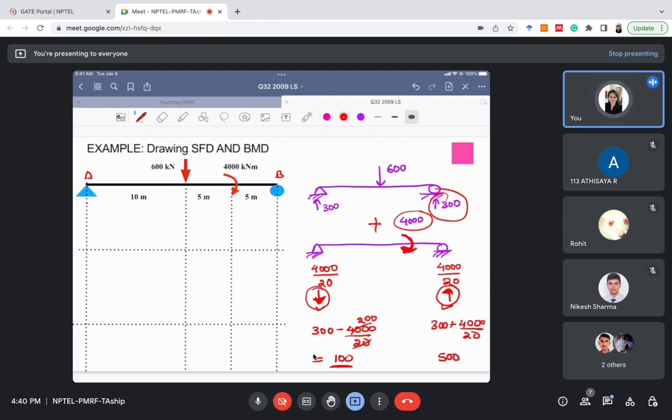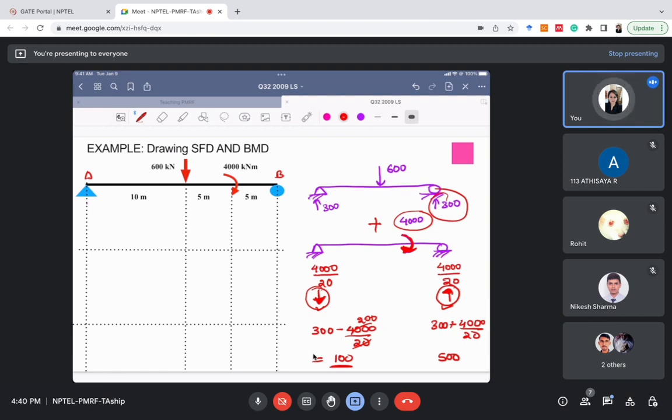Okay, so in this method you can quickly calculate the reaction. Otherwise you can calculate the reaction in your conventional way also. Calculating the reaction is not my issue here. I am just telling you how to draw the SFD and BMD. So this is a quick method to find the reaction.